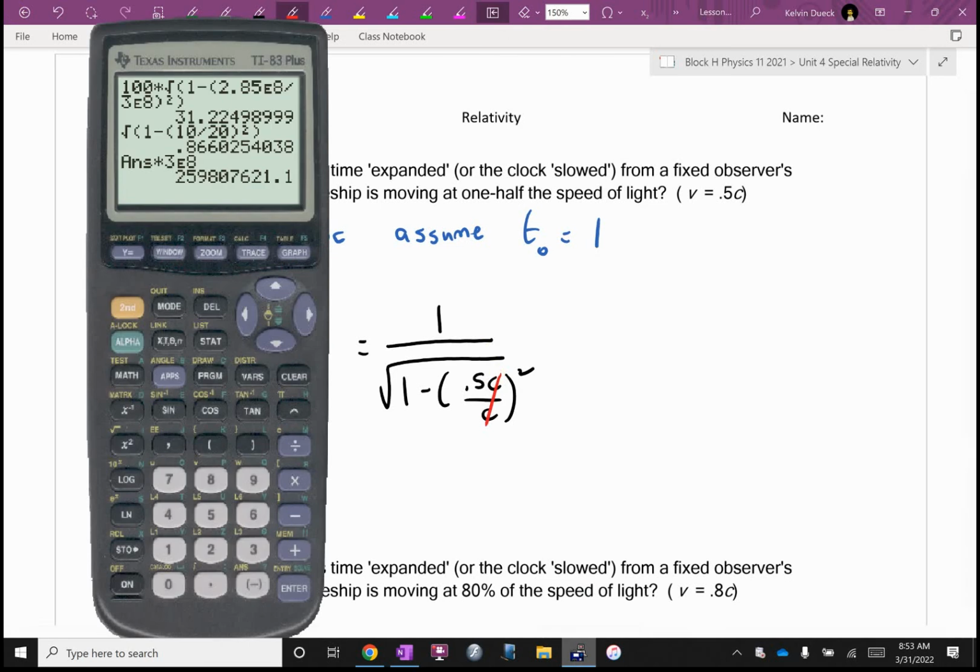It's going to be on my calculator, the fraction button, if you have the fancy fraction button. Otherwise, I don't need brackets around the top, but definitely need brackets around the bottom. Square root bracket, 1 minus 0.5 squared, close off, close. You get 1.1547? I'll go 1.15.